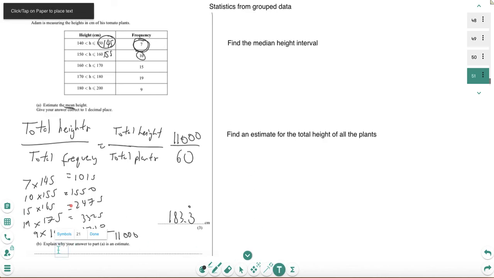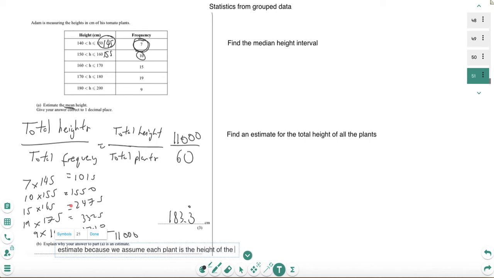So we can say estimate because we assume each plant is the height of the category midpoint.